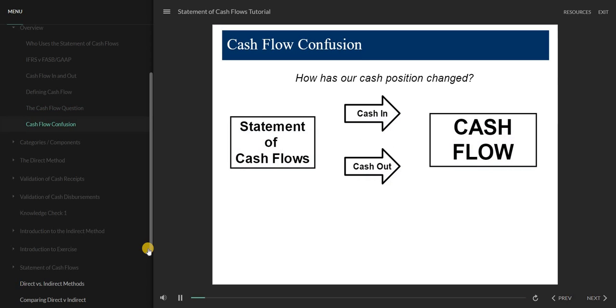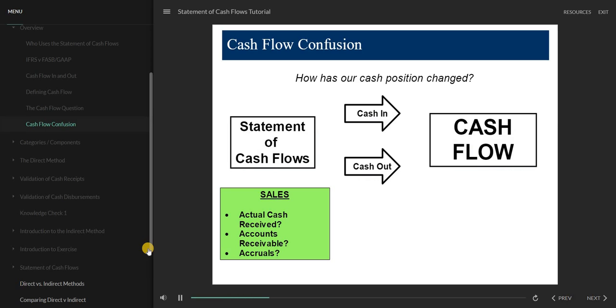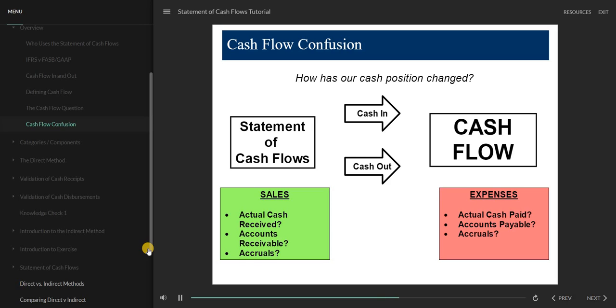Where understanding cash flows usually becomes confusing is in distinguishing between things like actual cash received from sales versus sales which include items sold on credit, which have not yet been collected, or perhaps other accruals we've made to record sales we've recognized but haven't collected. Regarding expenditures, it can get confusing distinguishing between the actual expenses paid versus expenses recorded on our books but not yet paid, or expenses we've accrued for but haven't yet paid.